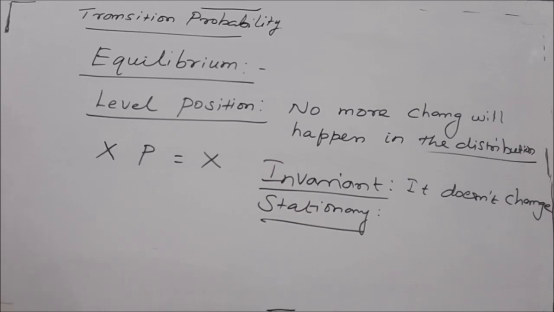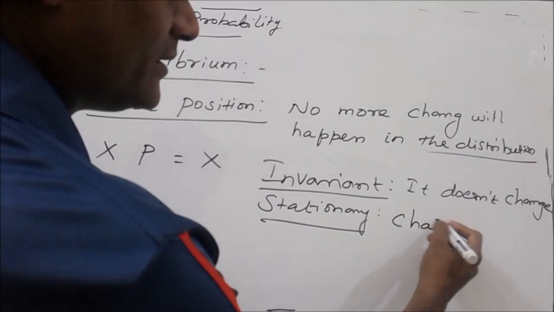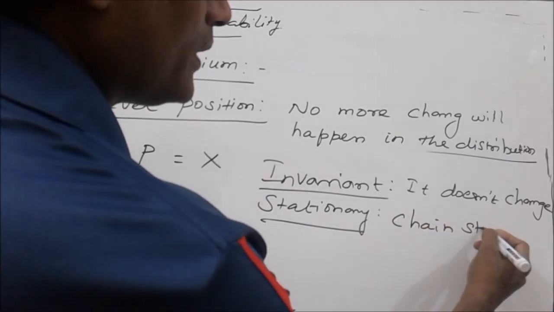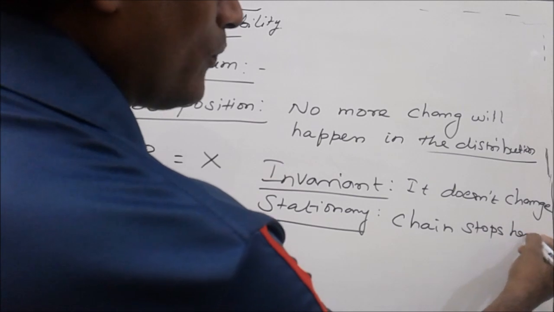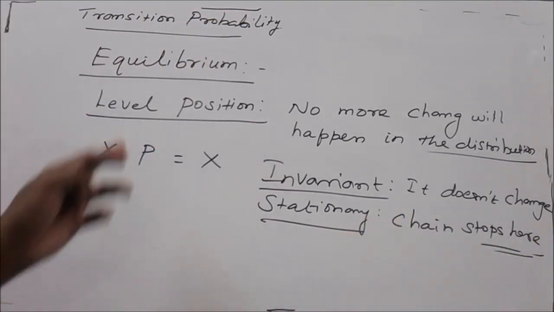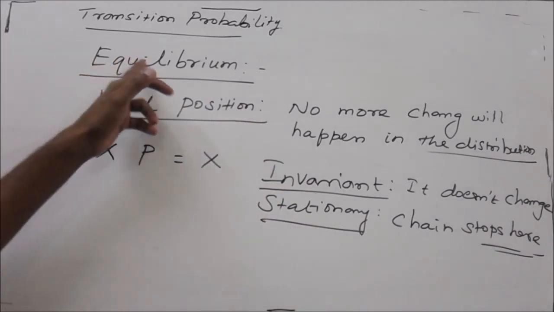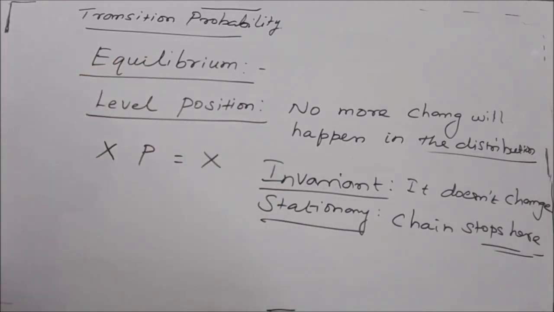Then stationary also means the chain stops here. The transition chain stops here. That also represents no more change hereafter. That is the level position. That typical position is known as the equilibrium position.